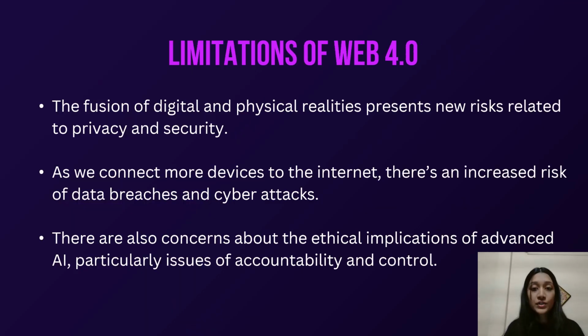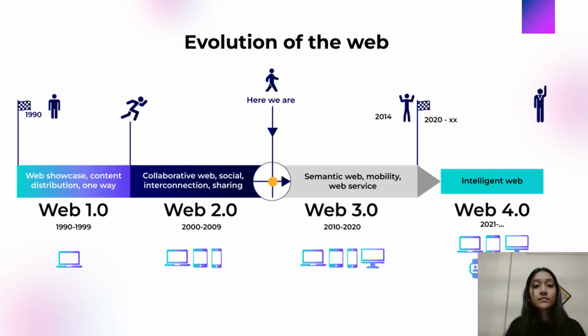So, what were the limitations of Web 4.0? The fusion of digital and physical realities presents new risks related to privacy and security. As we connect more devices to the internet, there is an increased risk of data breaches and cyber attacks. There are also concerns about the ethical implications of advanced AI, particularly issues of accountability and control.